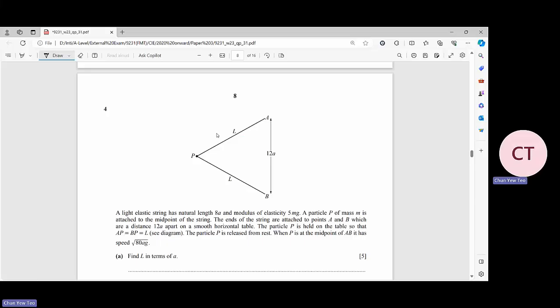Okay, now we take a look at question number 4. A light elastic string has natural length 8a and modulus of elasticity 5mg. A particle P of mass m is attached to the midpoint of the string. The ends of the string are attached to points A and B, which are a distance of 12a apart on a smooth horizontal table. The particle P is held on the table so that AB equals BP equals L, the same distance.